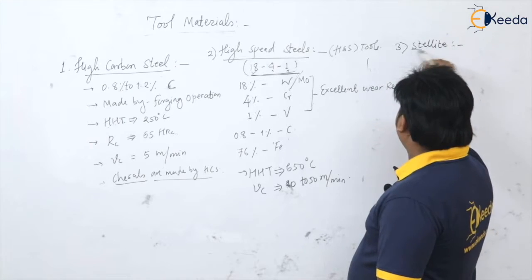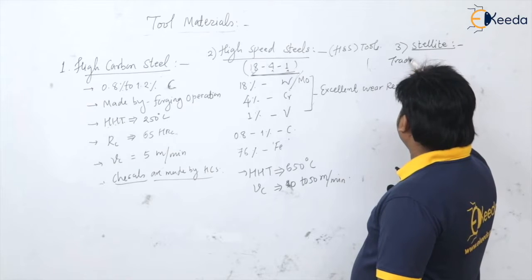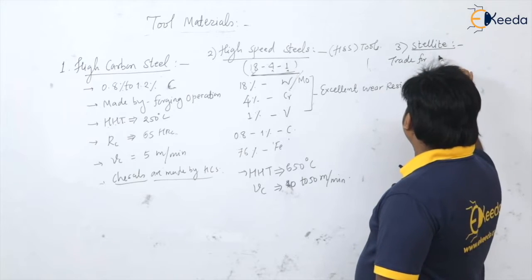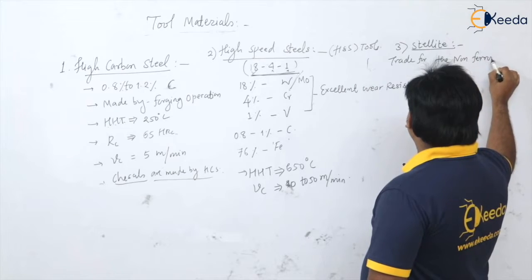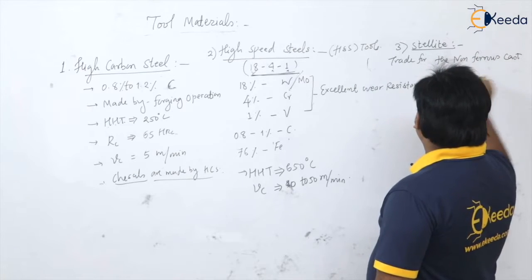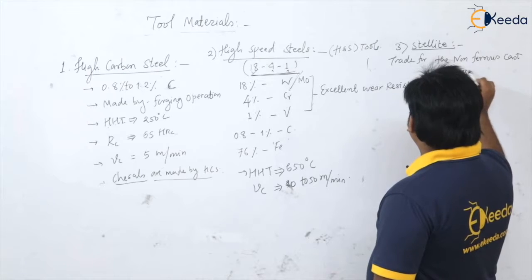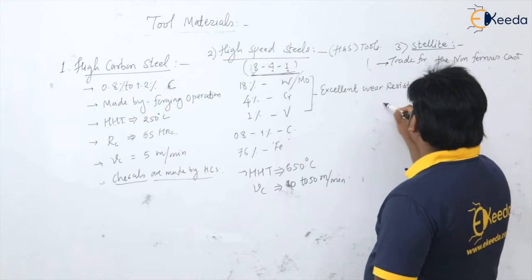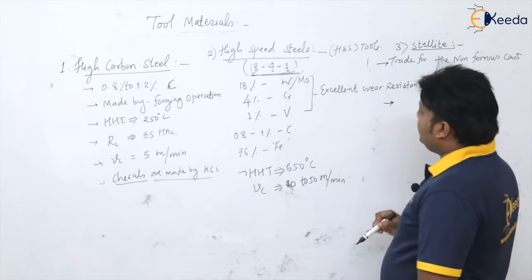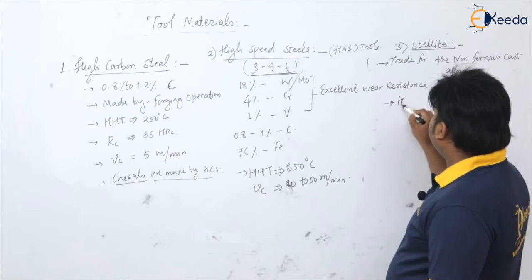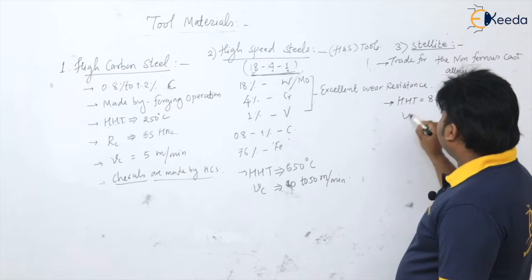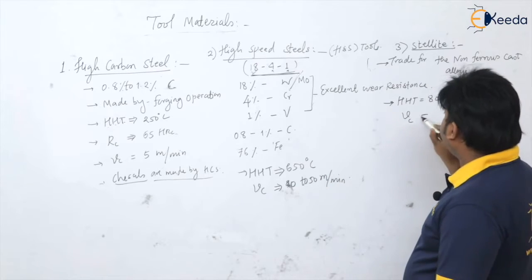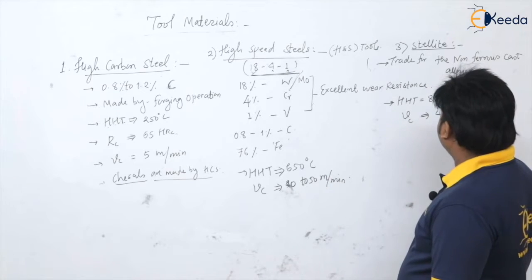It is the tool for the non-ferrous cast alloys, so it is made by the casting process basically, and its hot hardness temperature is around 800 degrees centigrade. Cutting speed and all is same as that of the HSS, that is 40 to 50 meter per minute.